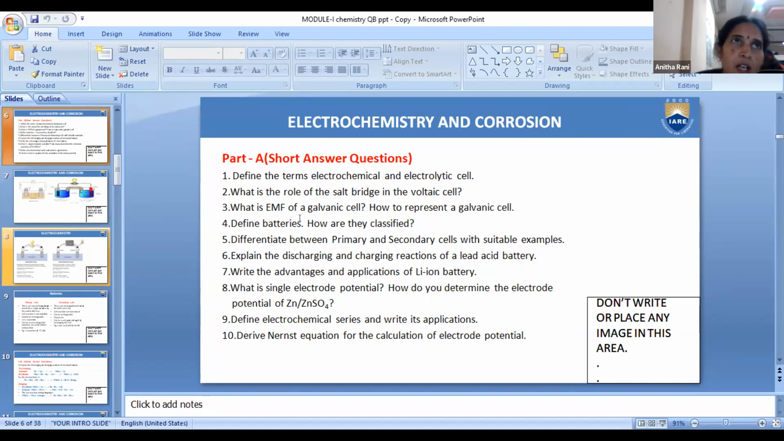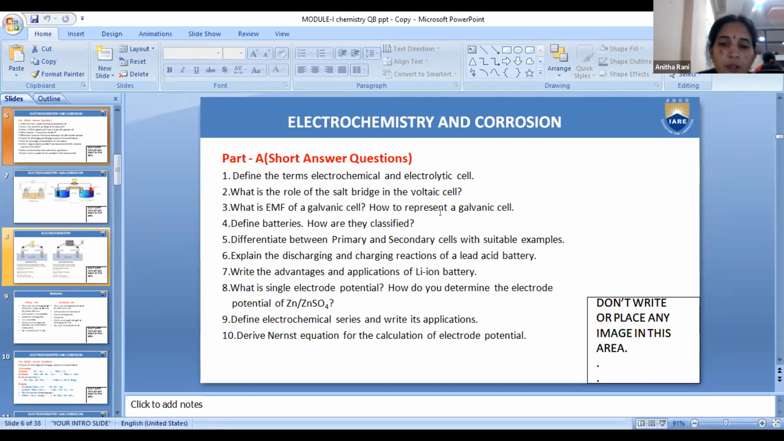What is the EMF of a galvanic cell? The maximum potential difference between two electrodes in a cell. How to represent a galvanic cell? How will you write the cell representation? Anode, which side will you write? Left side.